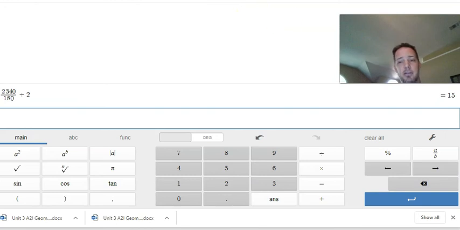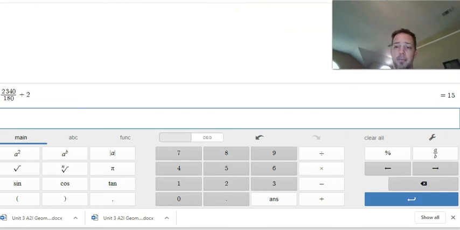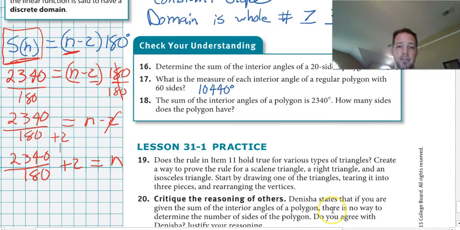And if you're not sure if you did it right, obviously you can plug it back into the formula to check and make sure that it works. So we do get 15 for the number of sides on that one.